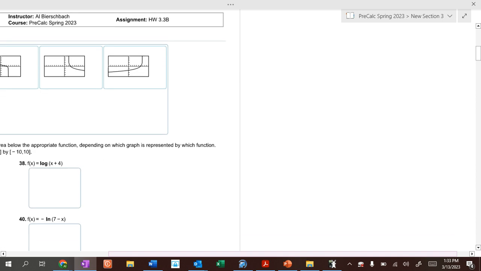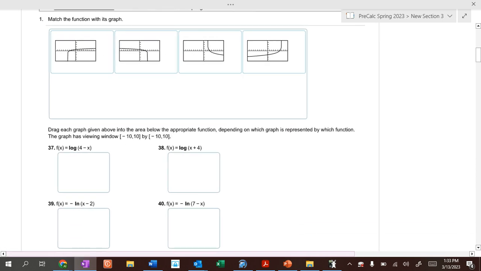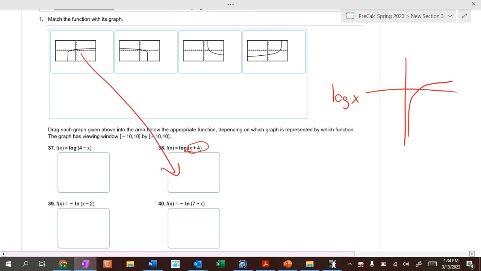Okay. So here's 4 graphs that you're going to have to match. Yes, you could type this into your graphing calculator, get the answer, and not learn anything. You know that the log of x graph, you learned a little earlier today, goes something like this. Okay? So the log of x plus 4, we'll attack this one first. Moves this graph where? To the left 4. That one goes there.